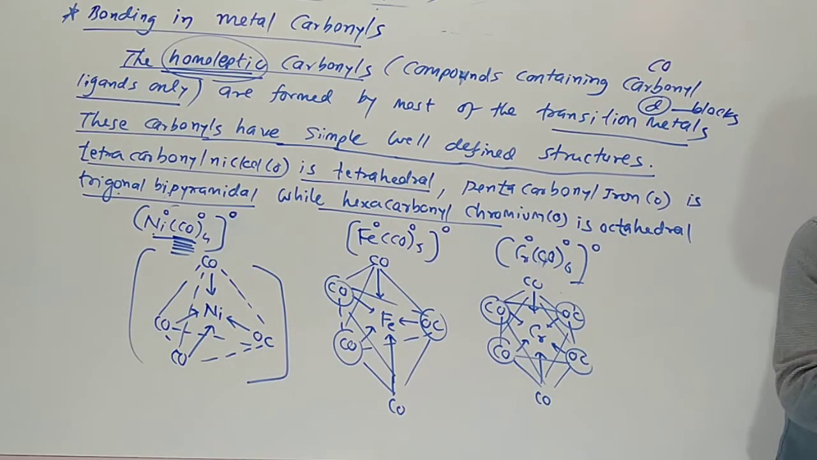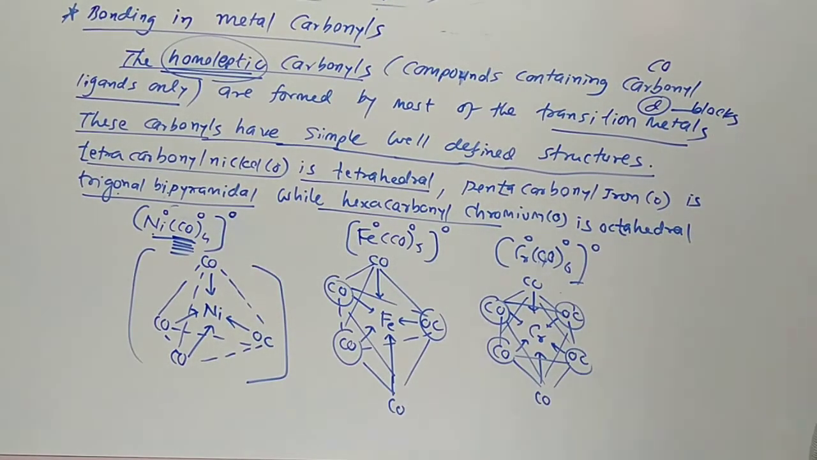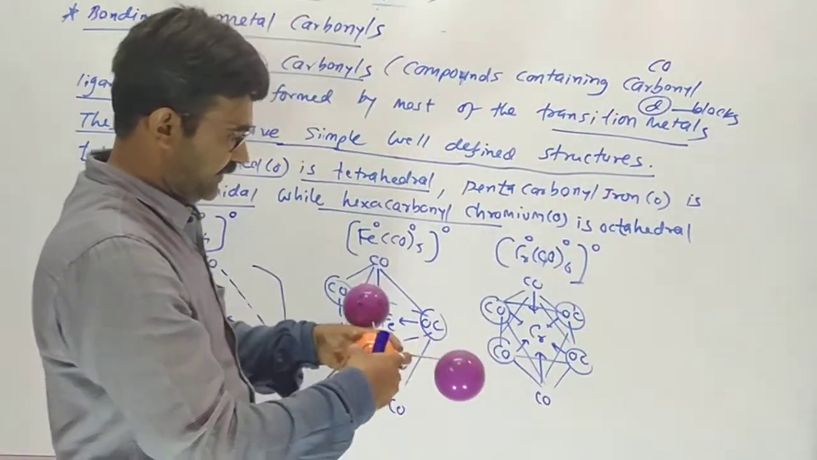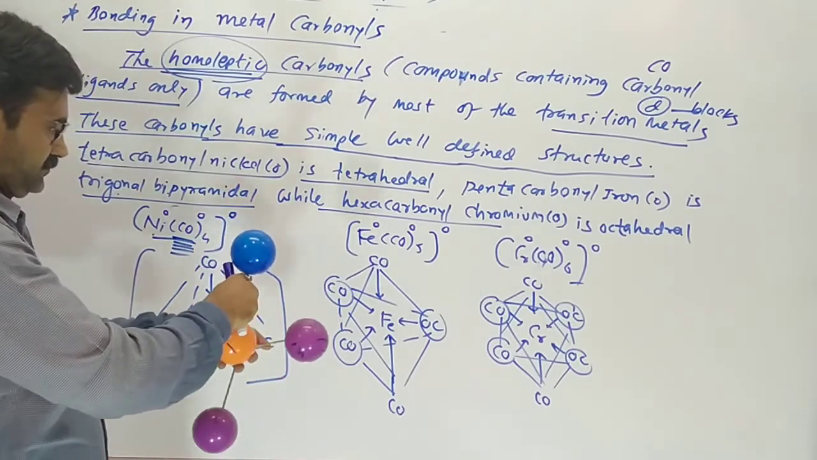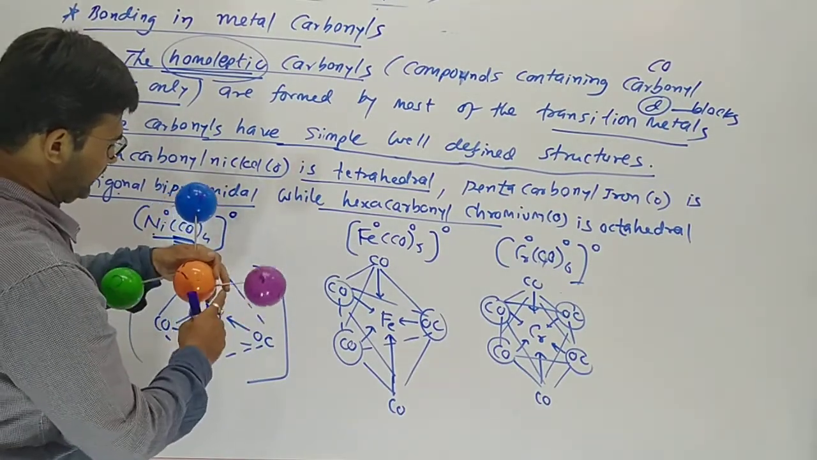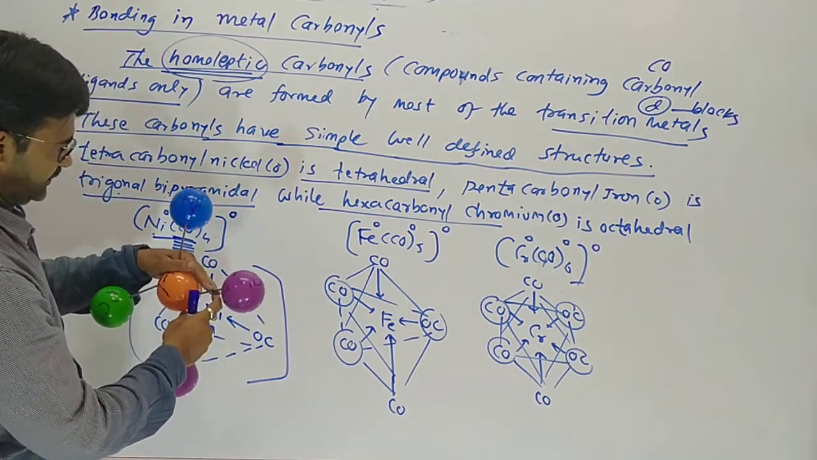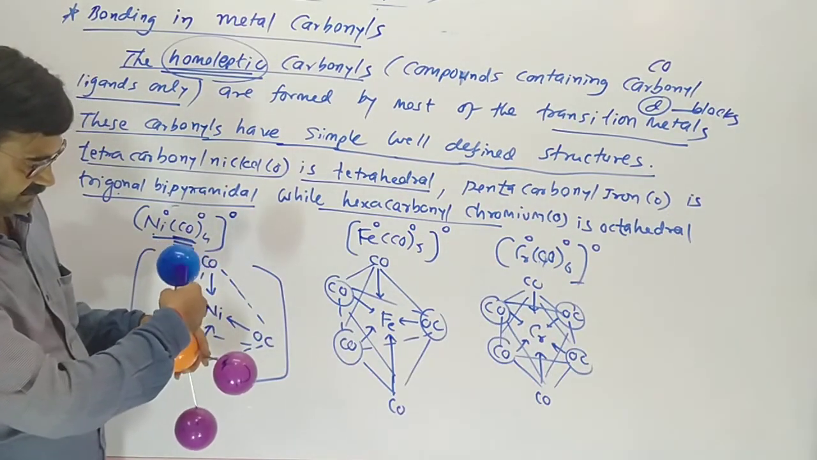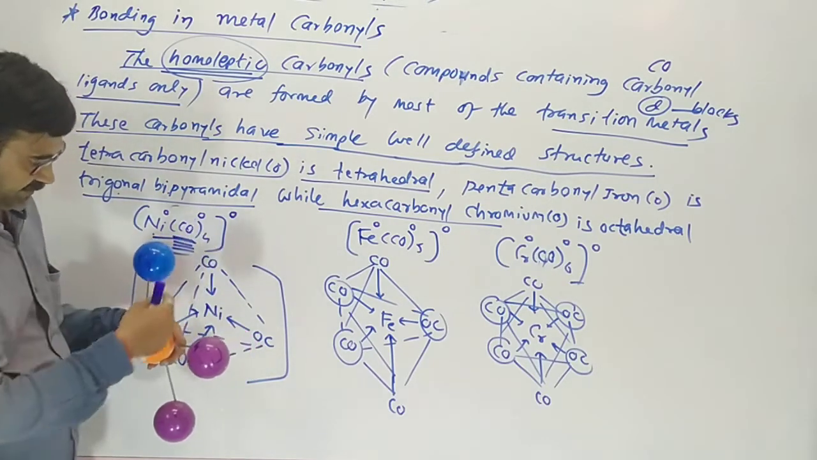This question is continuing. What about tetrahedral? Now one by one we are going to discuss. You can see this one is our metal, nickel, combining with 4 ligands tetrahedrally. One nickel is combining with 1, 2, 3 and 4, in a tetrahedral shape.